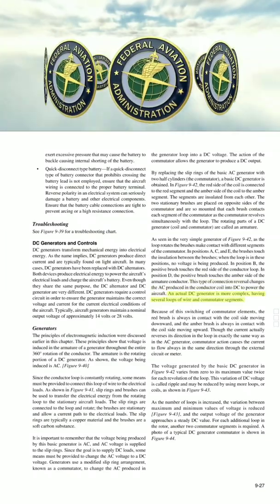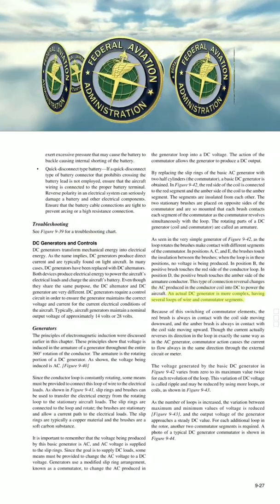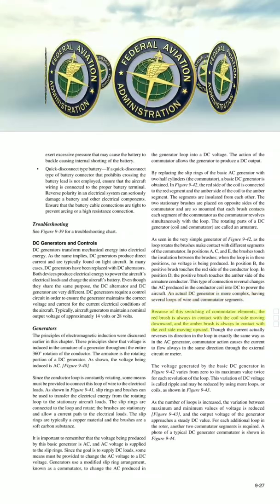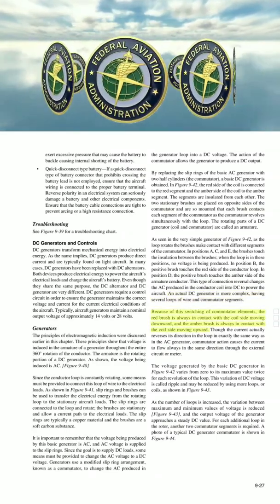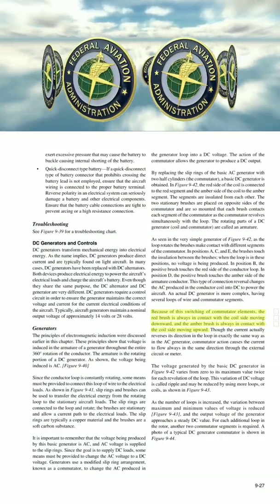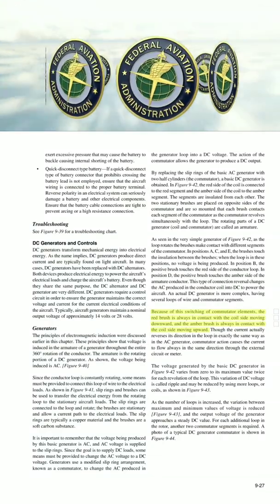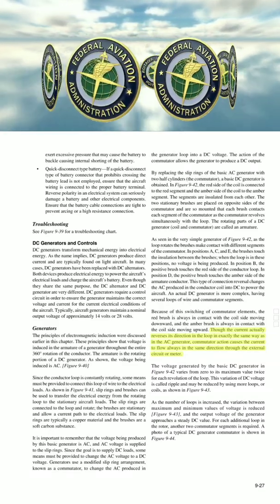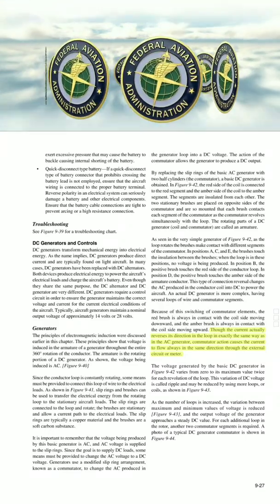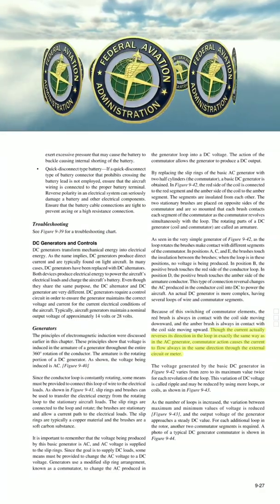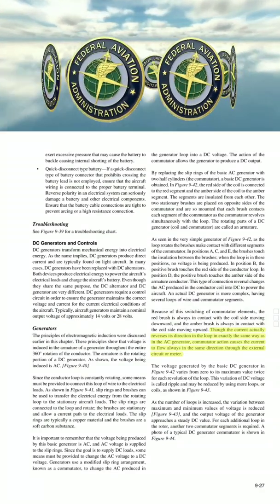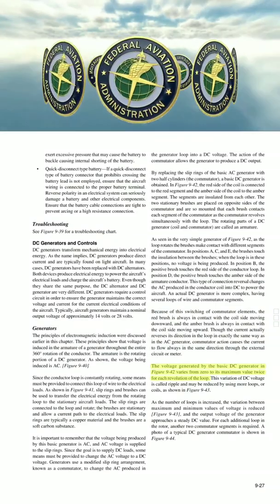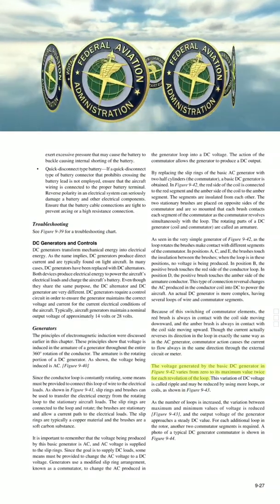An actual DC generator is more complex, having several loops of wire and commutator segments. Because of this switching of commutator elements, the red brush is always in contact with the coil side moving downward, and the amber brush is always in contact with the coil side moving upward. Though the current actually reverses its direction in the loop in exactly the same way as in the AC generator, commutator action causes the current to flow always in the same direction through the external circuit or meter. The voltage generated by the basic DC generator in figure 9-42 varies from 0 to its maximum value twice for each revolution of the loop.